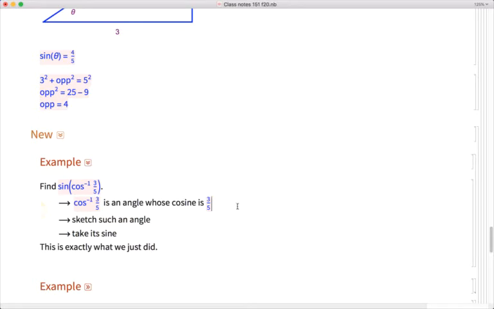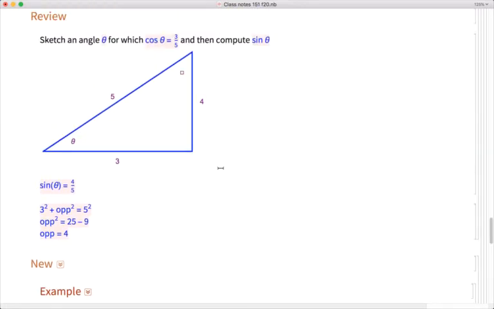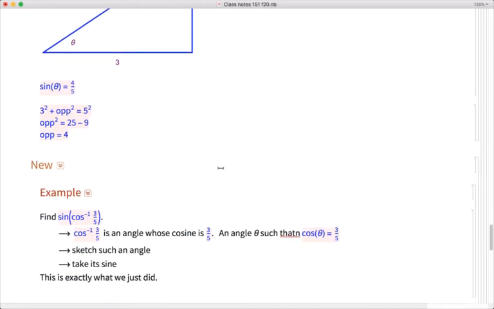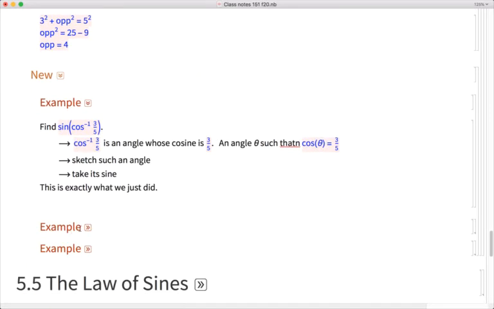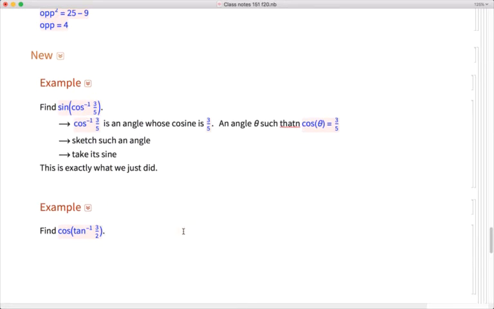So maybe I'll put it in words. An angle theta such that cosine of theta equals 3/5. And that's exactly what we were given up here. Start with an angle whose cosine is 3/5 and compute the sine of it. Okay. So we'll try that for one more numerical example, and then we'll do one with a variable.